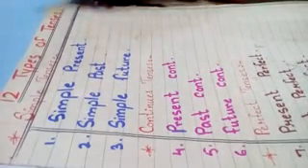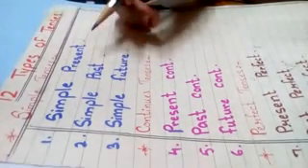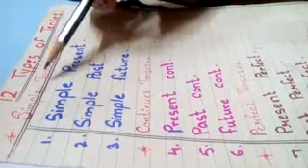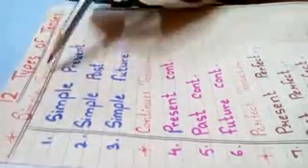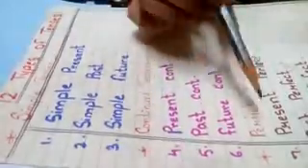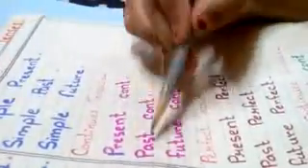Today we are going to learn types of tenses. As we all know, there are 12 types of tenses. I have categorized them into four types: simple tense, continuous tense, perfect tense and perfect continuous tense. Here in simple tense: simple present, simple past, simple future; present continuous, past continuous, future continuous; present perfect, past perfect, future perfect; and the last is present perfect continuous tense, past perfect continuous tense, future perfect continuous tense. So these are the 12 types of tenses which we have to learn.